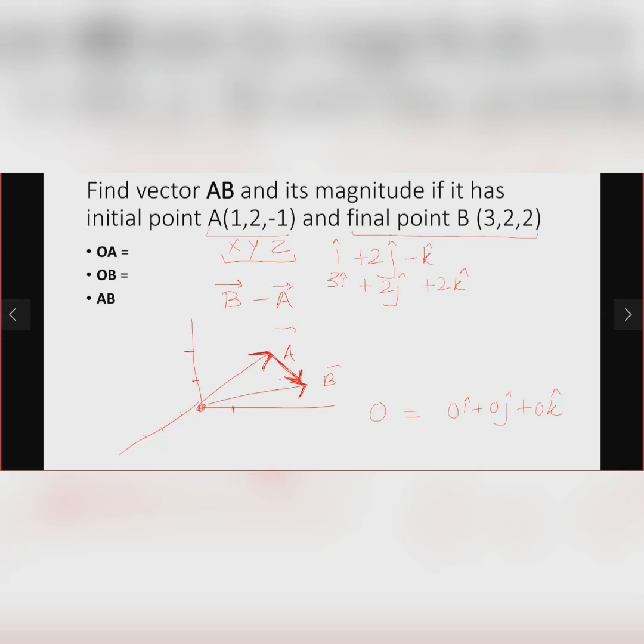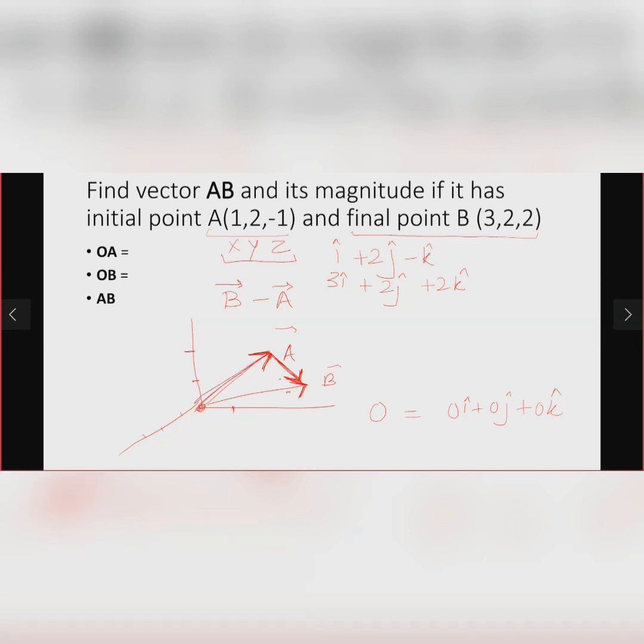AB vector. If you see, OB is the resultant. That means to get vector AB, I have to subtract A from B. Use the triangle law of vector addition here.